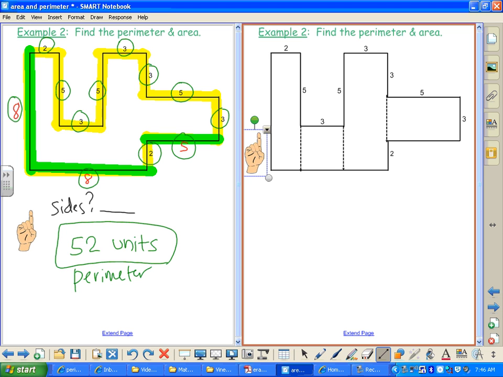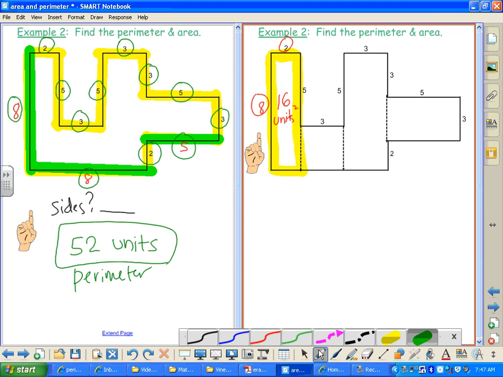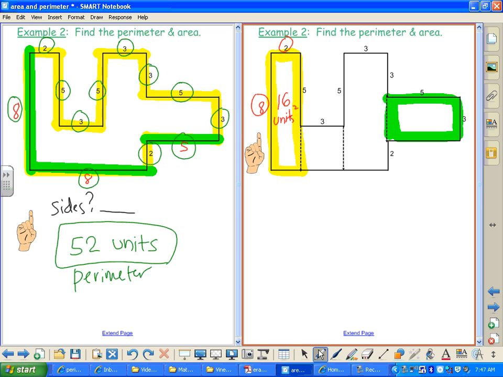So let's start with the first rectangle here. What was the dimension here? This was an 8, that's a 2. So 8 times 2 gives you 16 units squared. Okay? Base times height, basically. Let's look at this particular rectangle next. Notice how the base is a 5, and then the height is a 3. 5 times 3 is 15. So I got 15 units squared here.